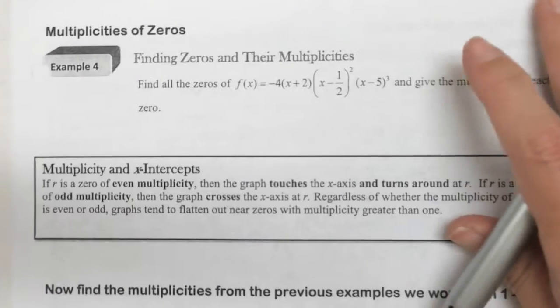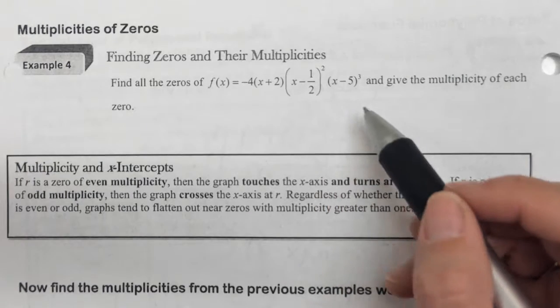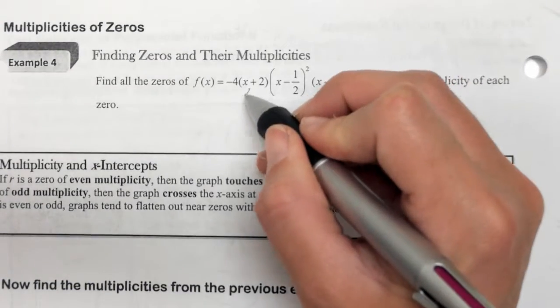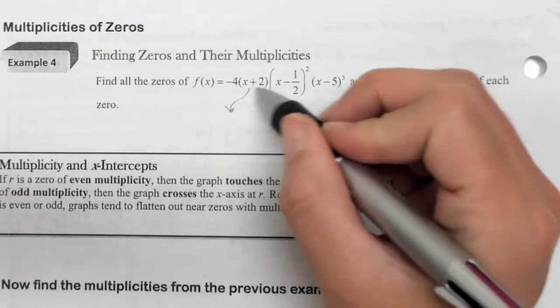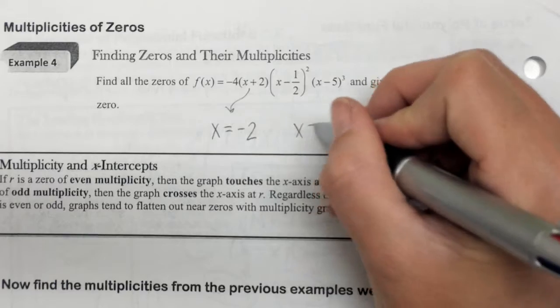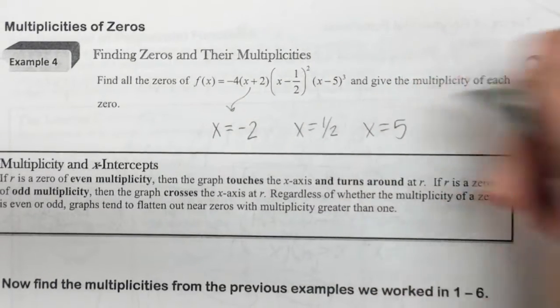Alright, flip it over. So now we're going to talk about zeros, which is the same thing as x-intercepts, what we just found, and their multiplicities. Okay? First, let's do this one together to find all the zeros, and then I'll explain the multiplicity of each zero. So this one, when we set this equal to 0, we'll have x equals negative 2. For this one, we'll just get 1/2. For this one, we'll just get 5.